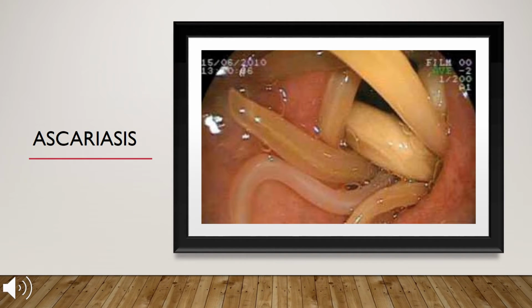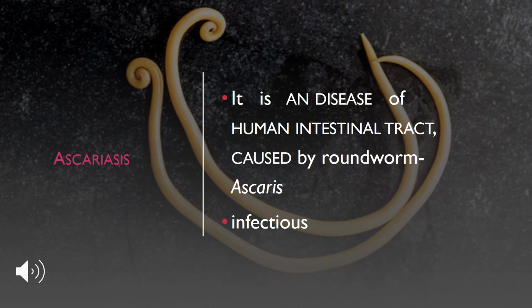So let us study the next disease, that is ascariasis. It is caused by worms, as you can see in the picture, and these worms stay in our stomach, in our intestine, if we are infected with ascariasis. Ascariasis is a disease of the human intestinal tract, and it is caused by the roundworm Ascaris. It is an infectious kind of disease.